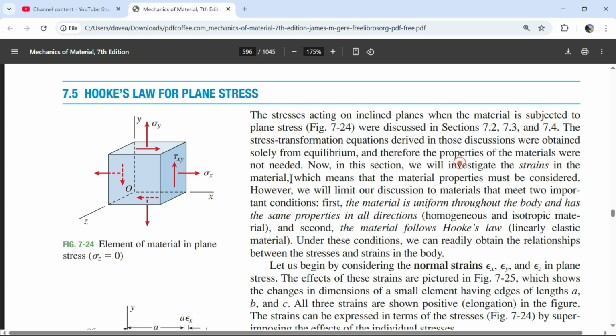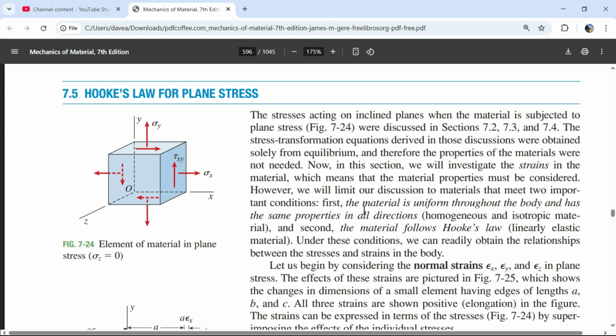And we want to do that in the material. And I want to get this done in 3 hours. But anyway, that means the material properties must be considered. However, we will limit our discussion to materials that meet two important considerations.